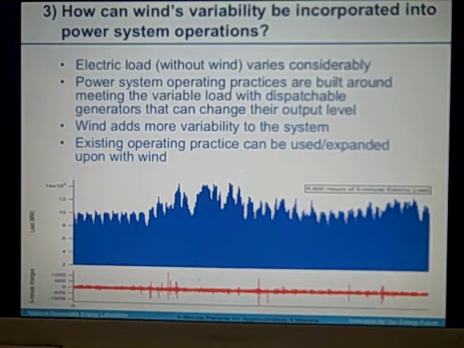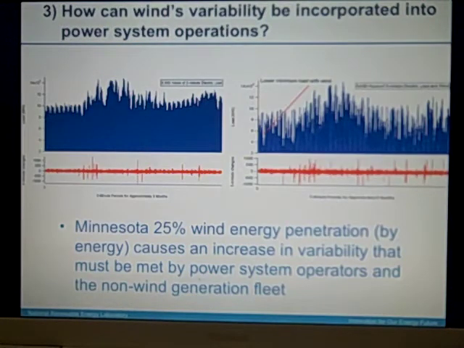So basically the takeaway message of this graph is that the power system operator has to deal with quite a lot of variability even if you don't have any wind in the system. Now, if we go on to the next slide, we'll see what the impact is of adding large amounts of wind to the system. Now, this is a very high penetration rate.